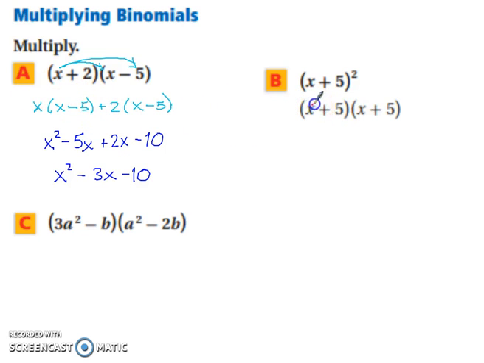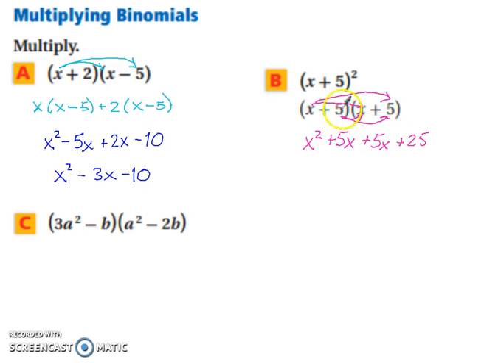So we're going to distribute the x to each term. So the x needs to be distributed. So we have x squared. And then the x is going to be distributed to the second term. So we have plus 5x. And then your 5 needs to be distributed. So 5 times x gives you another 5x. And 5 times 5 is 25.